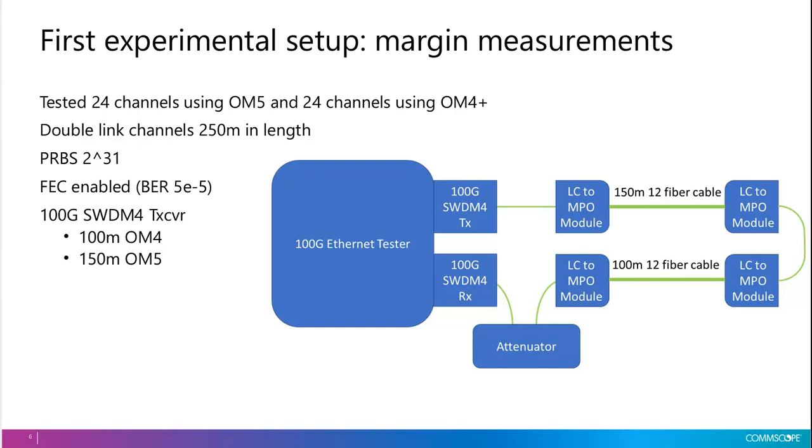We used the 100G SWDM4 transceiver, and those are rated to support reaches of 100 meters if using OM4 fiber and 150 meters if you're using OM5. So we're going much further than the minimum supported distance for these transceivers. Finally, we had an attenuator right before the receiver to help us in the margin measurement. We would add additional attenuation to this path, and the highest amount of attenuation we could add without seeing FEC errors or errors post-FEC was the margin available in the system.